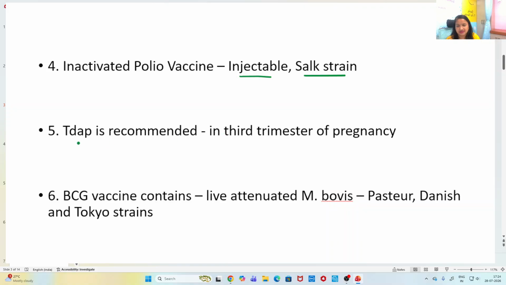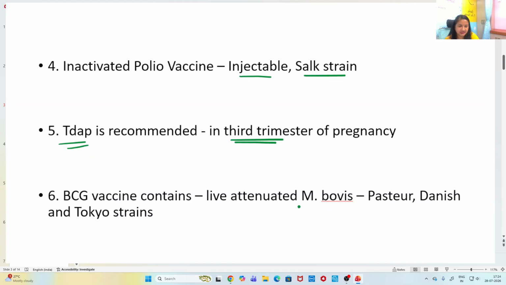Tdap is recommended in the third trimester of pregnancy because there is no protection against pertussis in pregnancy and for the newborn. So Tdap is recommended instead of the previous TT or Td recommendation, and it can be given in every pregnancy irrespective of the previous immunization status.